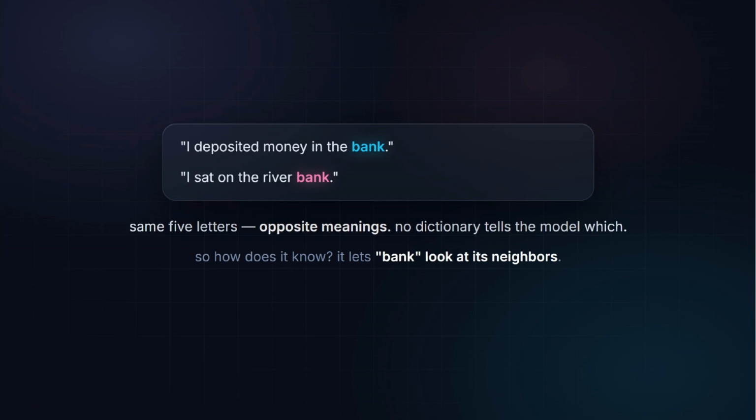It lets the word bank look at its neighbors, money in one sentence, river in the other, and absorb their meaning. That looking-at-neighbors mechanism has a name: attention. It's the engine of every modern language model, and today we take it completely apart.